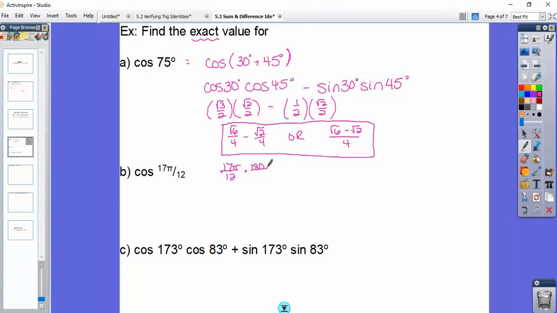Remember, you multiply by 180 over pi. So my pi's drop, so 17 over 12 times 180. And that's 255 degrees. Okay, so now looking at my circle, I need two things that add or subtract to 255. Again, not just one correct answer here. So find two angles that would work.